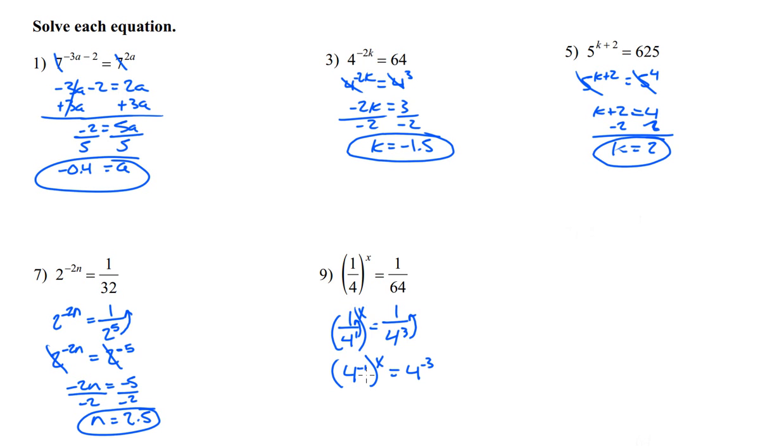Okay, when you have a power raised to a power, you multiply these two, so negative 1 times x is 4 to the negative x equals 4 to the negative 3rd. So these 4's are gone. So negative x equals negative 3. So that means positive x is going to equal positive 3.